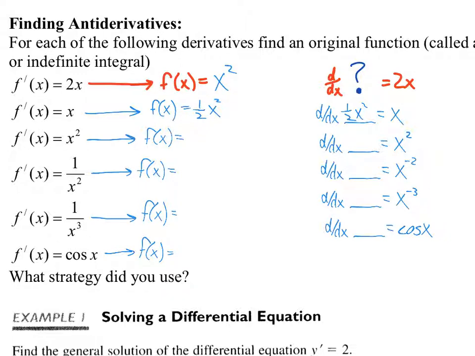So for x squared, what was it? X cubed over 3. Yeah, 1/3 x cubed or x cubed over 3, okay? And again, that's because if I took the derivative of an x cubed, that would give me a 3x squared. So to get rid of the 3, I'm going to multiply by a 1/3.